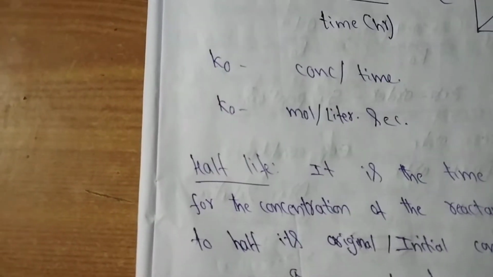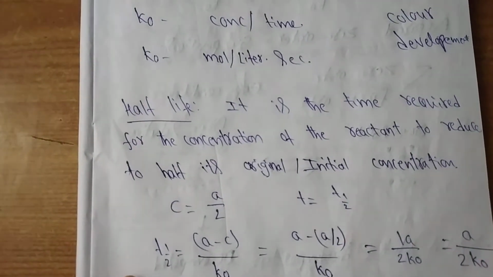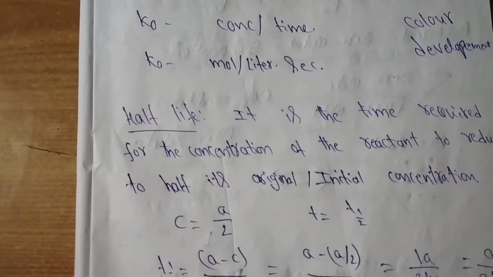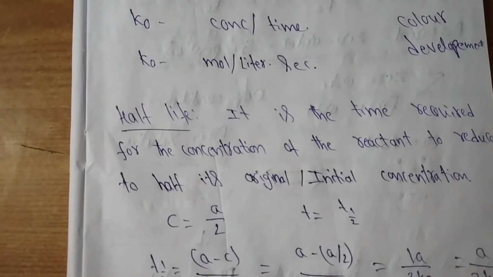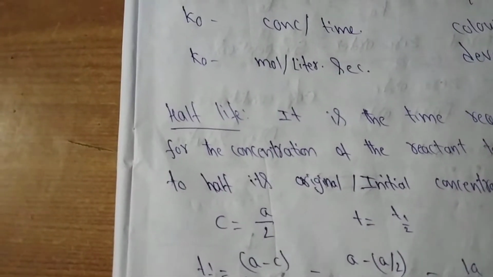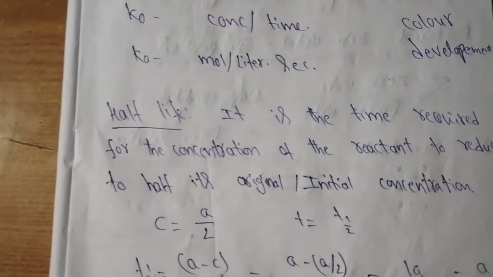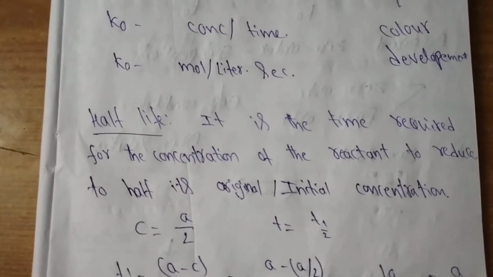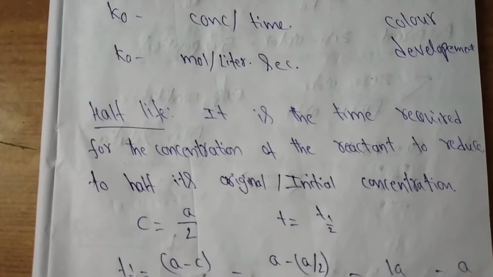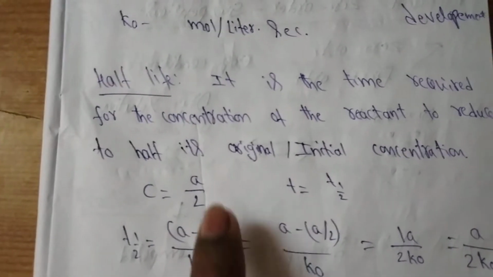Half-life. Half-life is defined as the time required for the concentration of reactant to reduce to half its original or initial concentration. It means the time required for decreasing the concentration of substance by half compared to original. If initially there is 50, for determination of half-life we will calculate the concentration 25. C means initial concentration by 2.